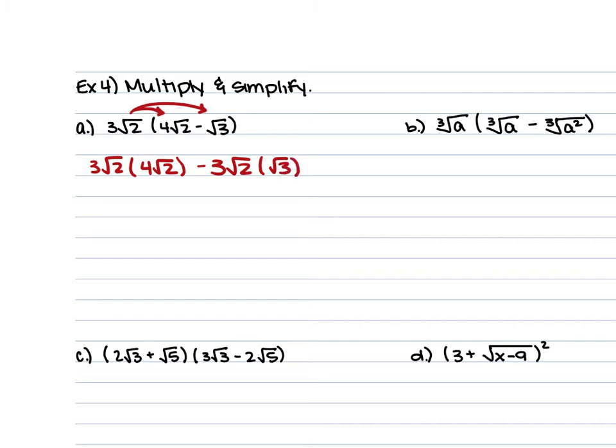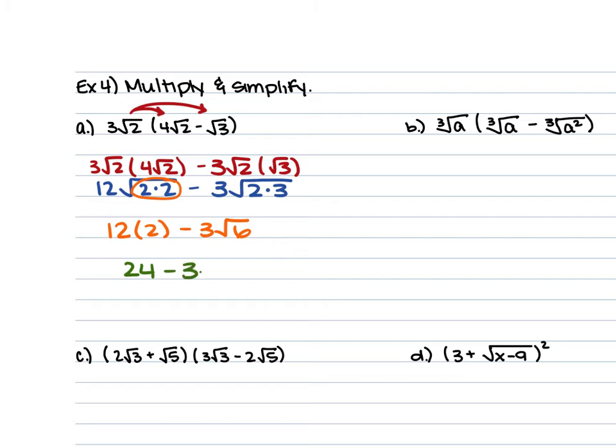So when we do these, the 3 and the 4 are going to multiply to give us 12. Underneath, we have 2 times 2. And then with that 3 square root 2 times the square root of 3, we're going to have a negative 3 square root 2 times 3. With the first radical, that 2 times 2 underneath, you have a pair of 2's, so they're going to pull out. So it's going to be 12 times 2. And then the 2 times 3 underneath the second radical is just going to give us negative 3 square root 6. The 12 times 2 is 24. So 24 minus 3 square root 6 is our answer.